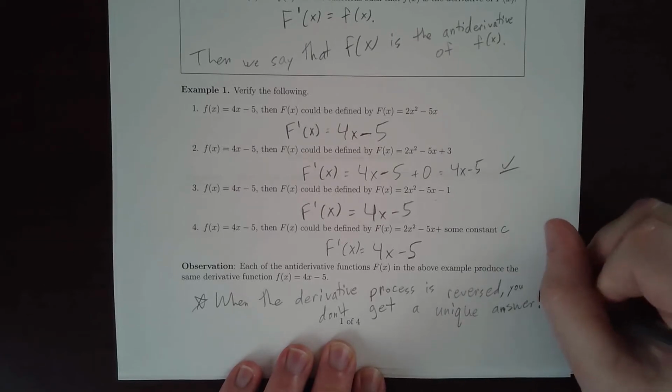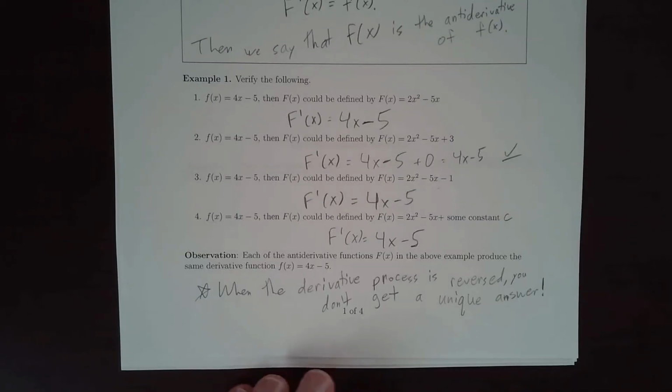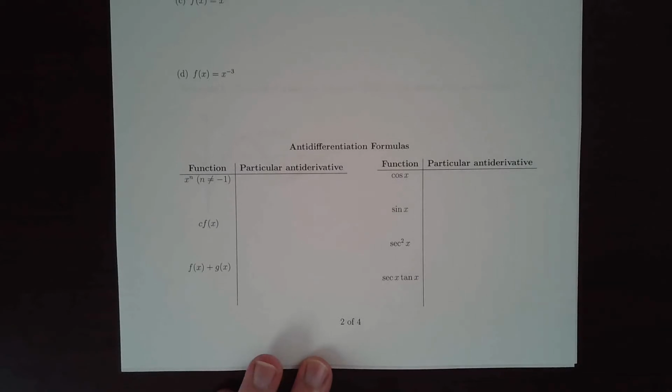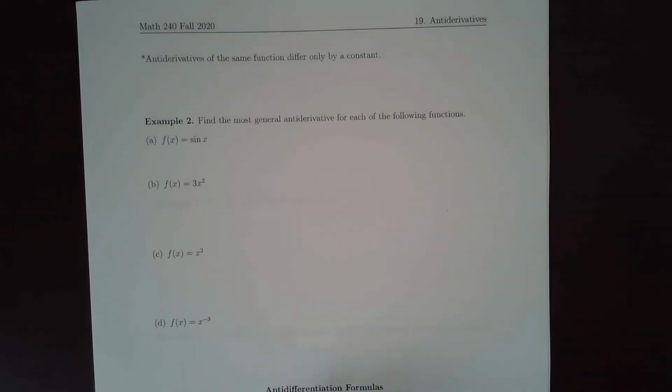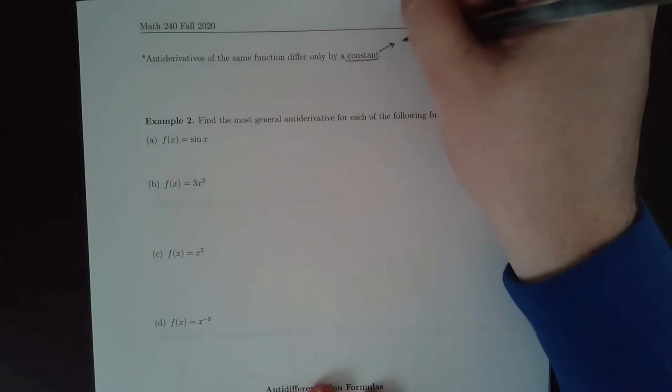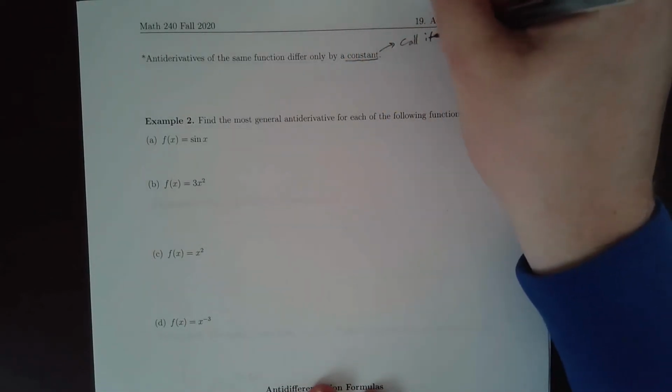Okay, so if we can't get a unique answer, does that mean there's no hope in trying to find the antiderivative? Are we done? Should we pack it up? Calculus is over, it's canceled, go home? No, I don't think so. Because we can still find the antiderivative for the most part, we just don't know what that constant is going to be. So it's only going to differ by some constant, and we're going to call this constant C.